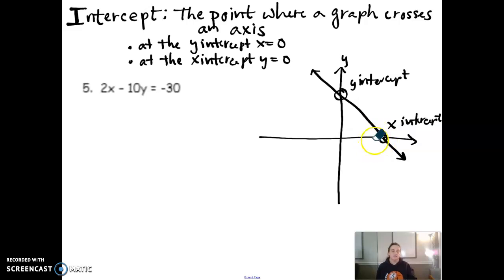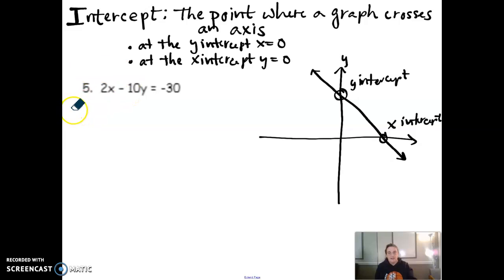When I cross this x-axis right here, I haven't gone up or down. I'm sitting right on the axis, so the y value is 0. And I can use those definitions to solve for the intercepts. So the instructions in the assignment say solve for the x and y intercepts. So this is number 5.